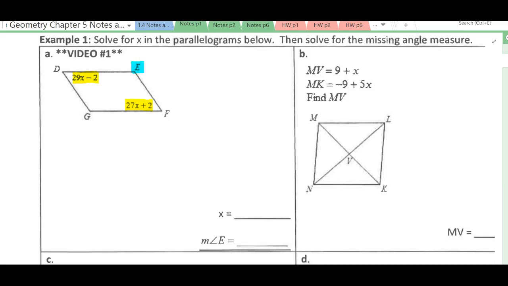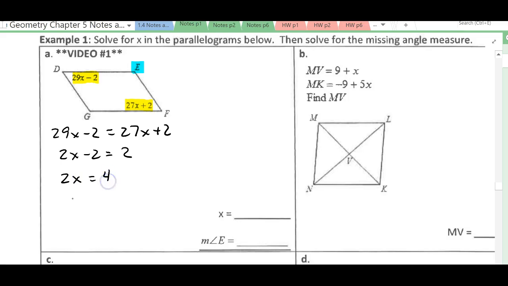But we know a property of a parallelogram is that opposite angles are congruent. So I know that 29x minus 2 is going to equal 27x plus 2. So I'm going to subtract 27x from both sides, so I get 2x minus 2 is equal to 2. Then I'll add 2 to both sides, so I get 2x is equal to 4. And then x is equal to 2.